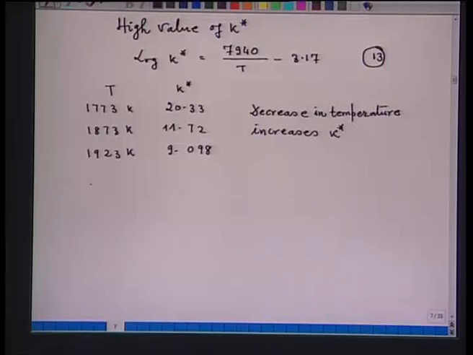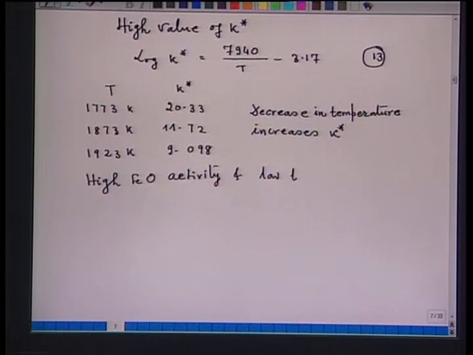Now, another thing is that we said high mole fraction of FeO, so high FeO activity will also favor the oxidation of manganese. Now, high FeO activity: if FeO and SiO2 form a compound, then the activity of FeO will be low. So, if we add calcium oxide into this, then calcium oxide will combine with SiO2 and FeO will be free. That way one can increase the activity of FeO. So, for manganese oxidation, high FeO activity and low temperature favor the oxidation of manganese.